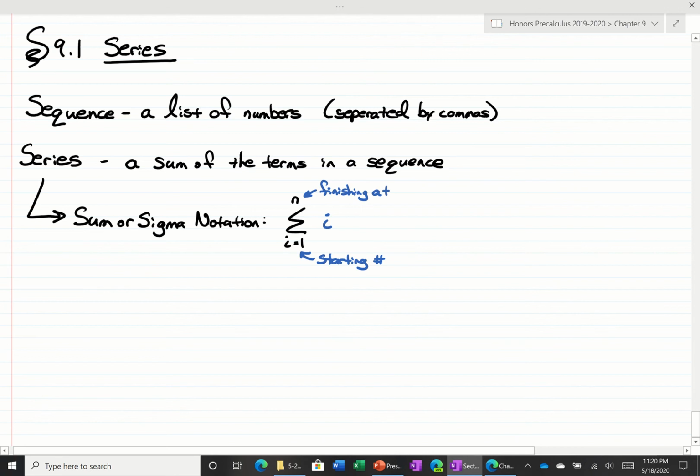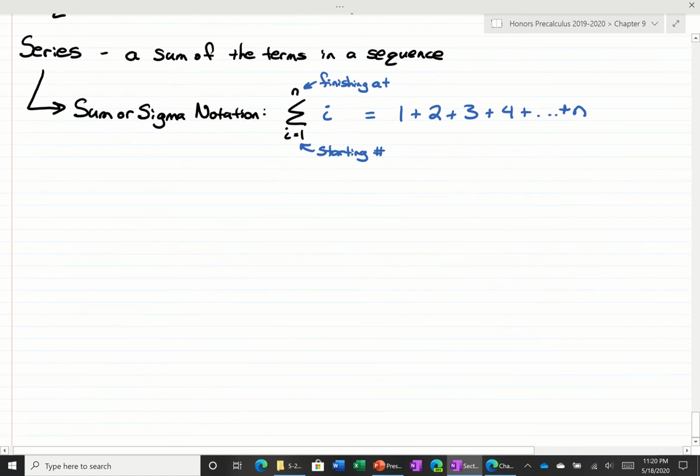Right? So for example, the way that we would write this sum is we would start at 1. So i is 1, and we would go to the next one, 2. Go to the next one, 3. Keep going up by 1 until you get to n, whatever n happens to be, and then you would add those together. All right, so let me show you some examples with this. The directions are going to be evaluate the following.